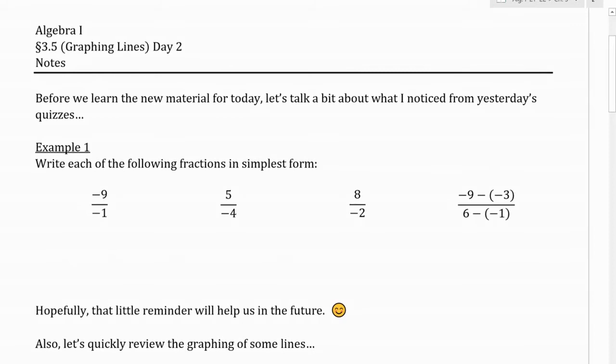Okay. When we took the quiz yesterday, here's what I noticed about a lot of people when I was walking around. We are not so great at reducing fractions. Got to get better. So here's some examples of maybe what could have shown up when you were doing rise over run. If you get -9 over -1, don't leave that. That means -9 divided by -1. That's just 9. That's where you want to get.